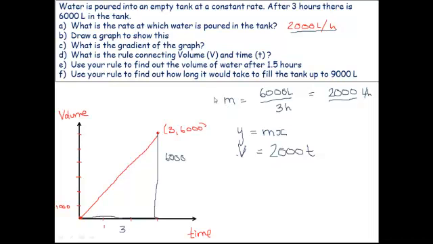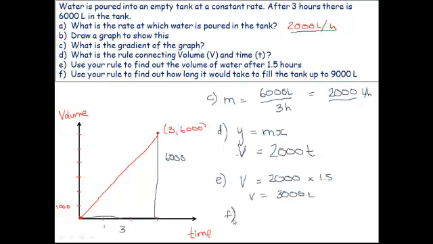Now we can use that rule, so that was part C, part D. We can use that rule to work out what's the volume of water after 1.5 hours. So we want to know the volume after 1.5 hours. We're going to substitute 1.5 in for t. So 2,000 times 1.5, and that gives us 3,000. So the volume after 1.5 hours is 3,000 liters.